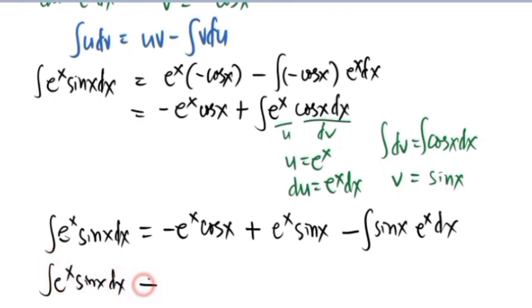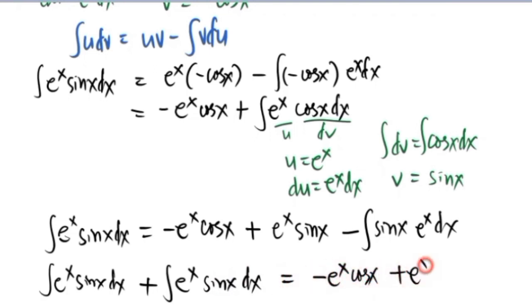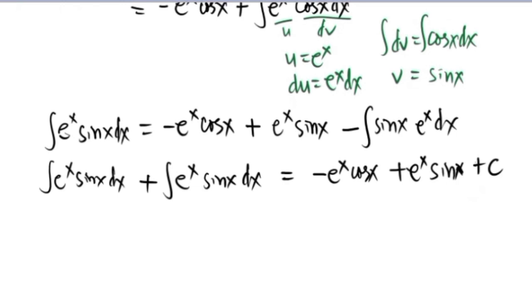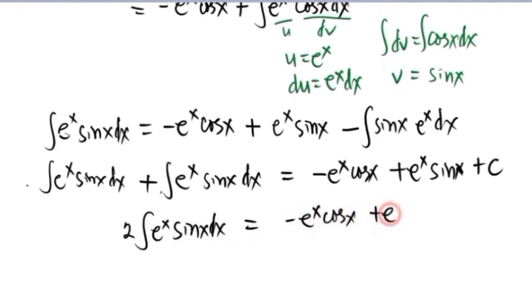e to the x sine x dx plus the integral of e to the x sine x dx is equal to negative e to the x cosine x plus e to the x sine x. So since we no longer have an integral on the right side of the equation, we add plus c here. So 1 plus 1, that would be 2. So 2 integral of e to the x sine x dx is equal to negative e to the x cosine x plus e to the x sine x plus c.